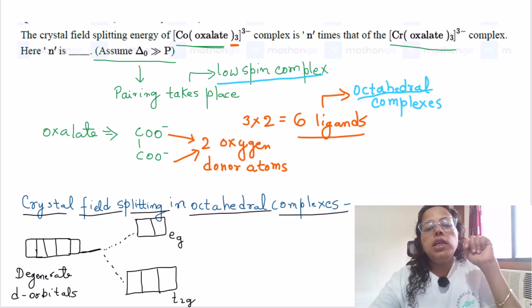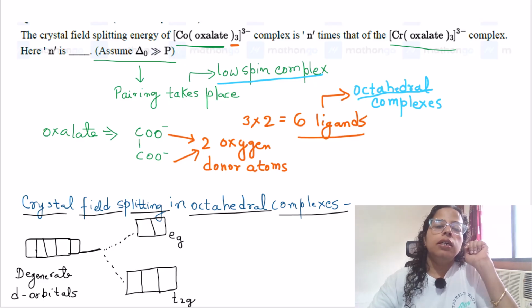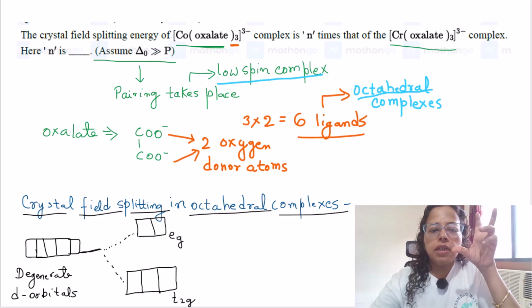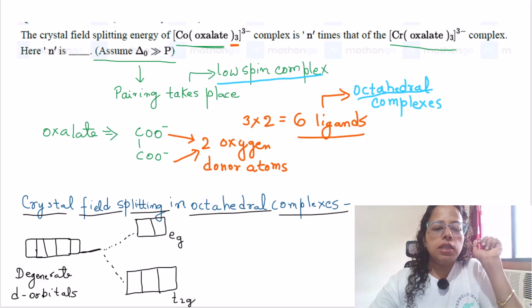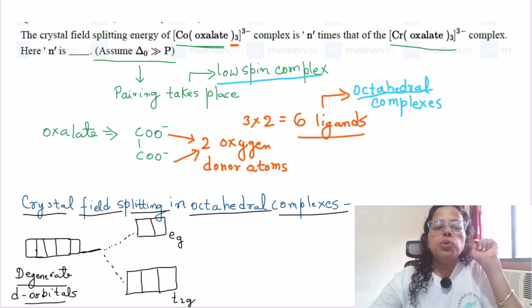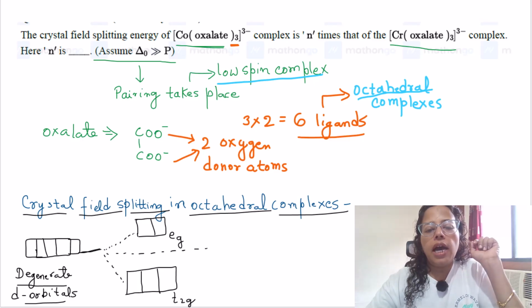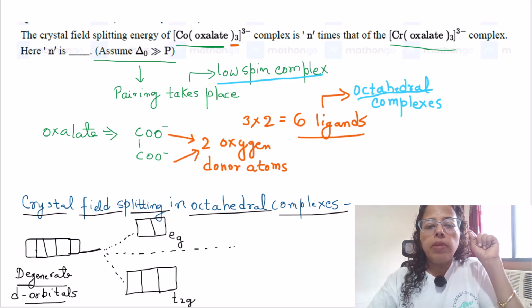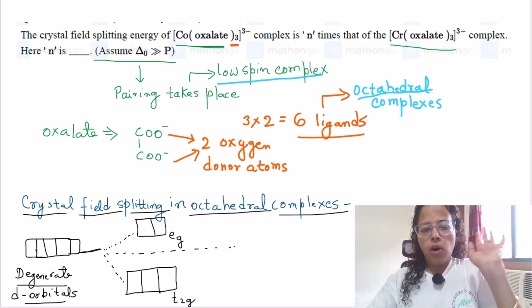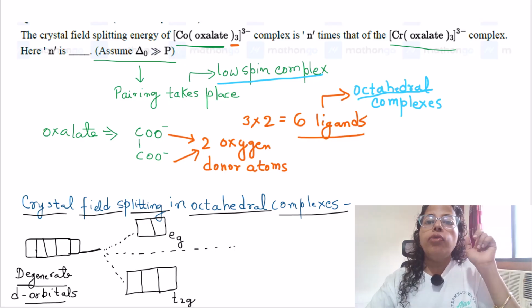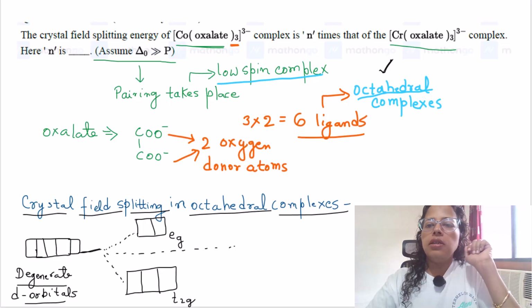Okay, now from our knowledge of crystal field theory, we know that the presence of the ligands influences the degenerate d orbitals to split into two sets of orbitals, T2g and Eg. So the d orbitals of the metal ion get split into two sets, T2g and Eg, in the presence of a ligand field. If you have some background knowledge of crystal field theory, you know all of this. So this is the splitting pattern of octahedral complexes, and we are concerned about octahedral complexes in this question.